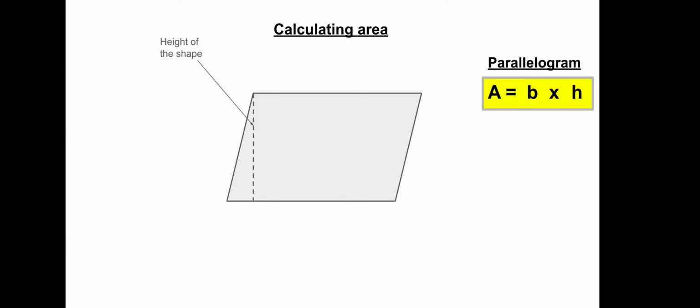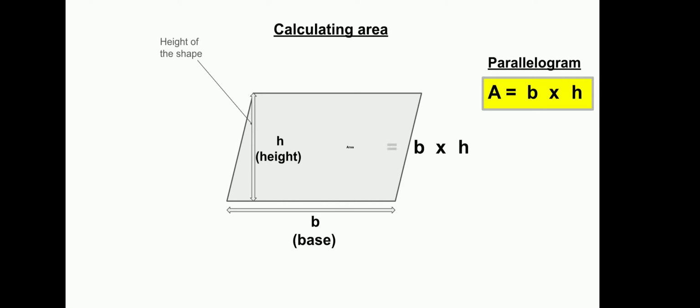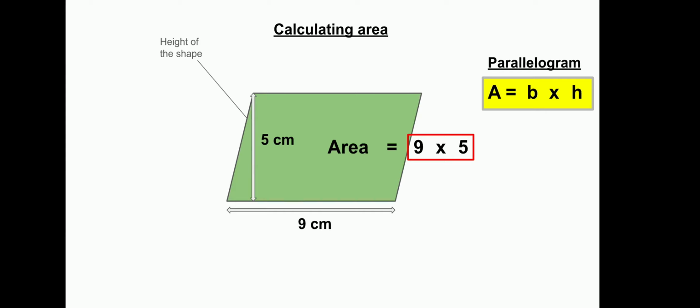So again, B, which stands for base, is the length of the bottom side of the figure, and H, which stands for height, is the height of the shape from the bottom to the top of the figure. So multiplying the base of a parallelogram by the height of the parallelogram gives the area of that parallelogram. So in this example, we have a parallelogram with a base of 9 centimeters and a height of 5 centimeters. And 9 multiplied by 5 gives us the total number of square centimeters of the parallelogram surface, which is 45 centimeters squared. And again, don't forget to put the exponent to show that you've calculated area.